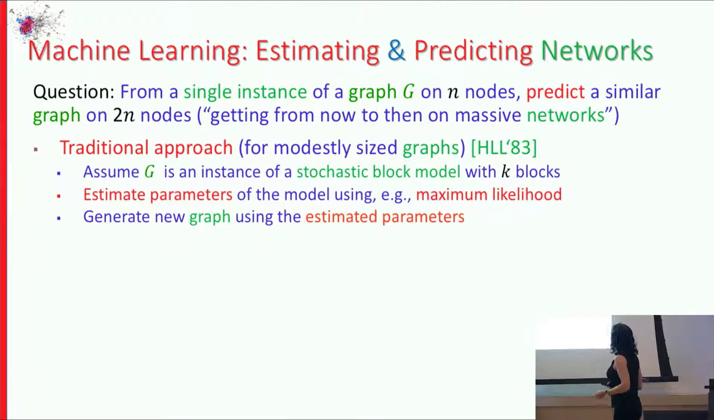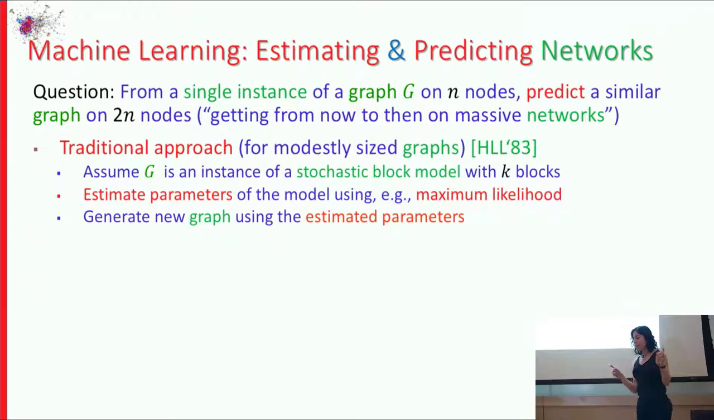The traditional approach for modestly sized graphs is the stochastic block model. By the way, you know, some people have said to me, that seems crazy. Why do you think you can estimate any network from a stochastic block model? That seems like such a limited thing, okay? Well, interestingly, I mentioned Szemerédi's lemma before. Some of you may have heard of it. It's this really deep mathematical thing. Szemerédi's lemma says that in randomness, there is order, okay?